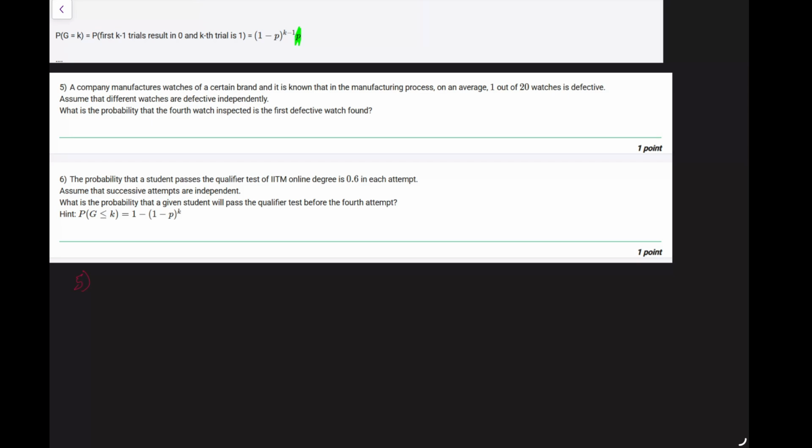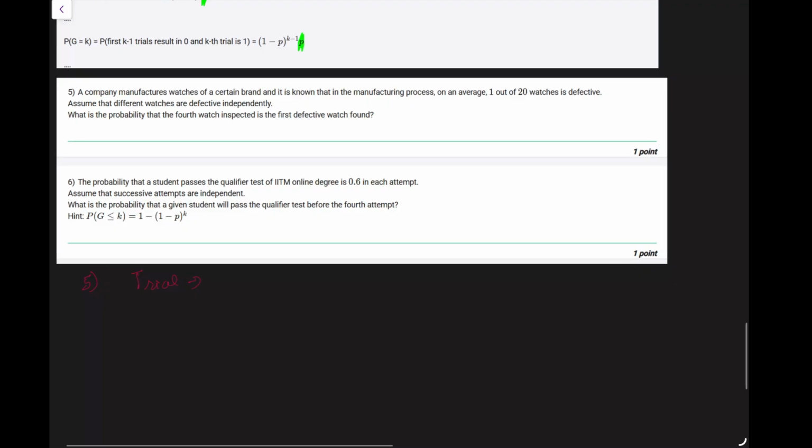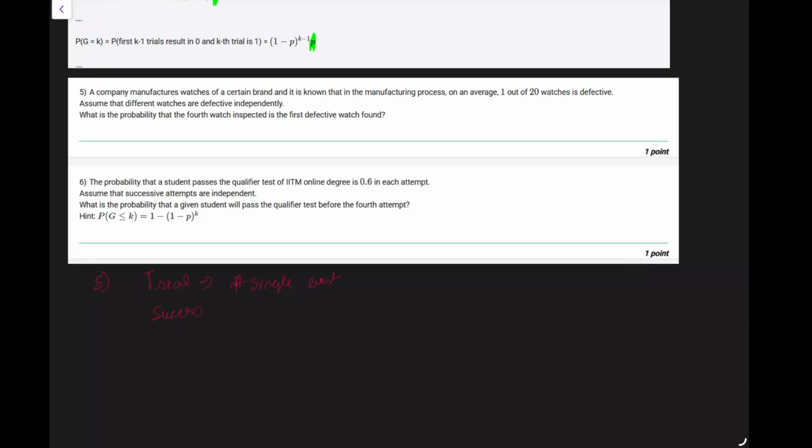How do we begin? Let's break down something. Always remember, I know this is basic, but I have to spell this out for you. Trial is a single event. It's a single event, and it is called trial. Success is usually denoted by P. Failure is 1 minus P. These are very basic. K is a specific trial number, where we get our first success. So in this, K will be the specific trial number where we want the first success.